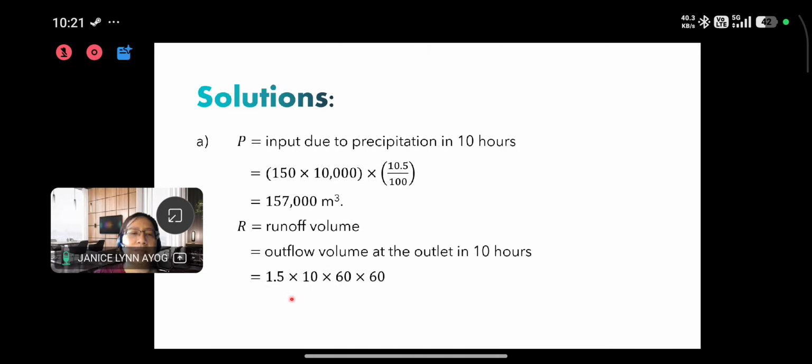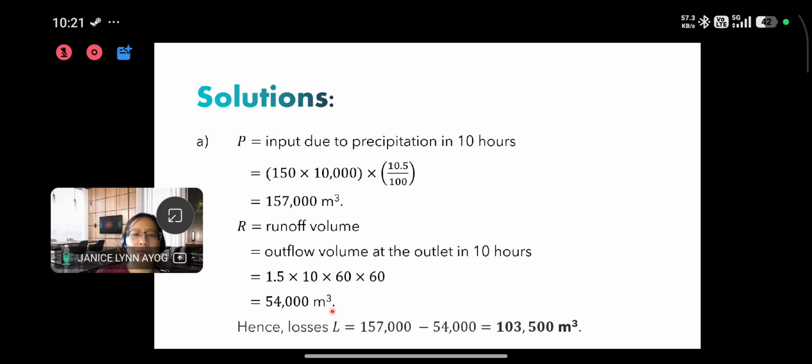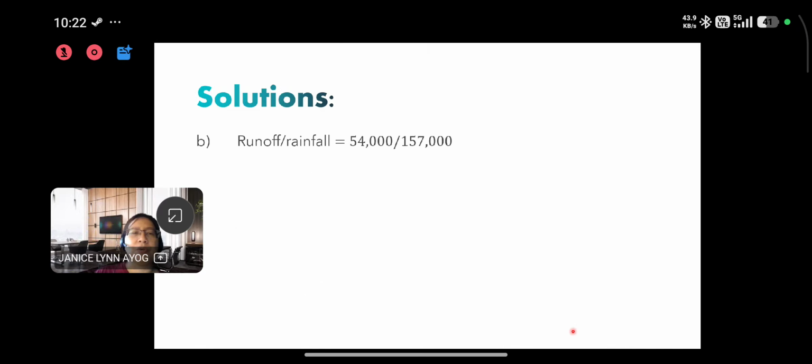And then you have to multiply this 1.5, which is in cubic meter per second, by delta T, which is 10 hours. Convert that to seconds, and you'll get 54,000 cubic meter. So hence losses is basically your precipitation minus your runoff, then you'll get 103,500 cubic meter. Now, this is question B.